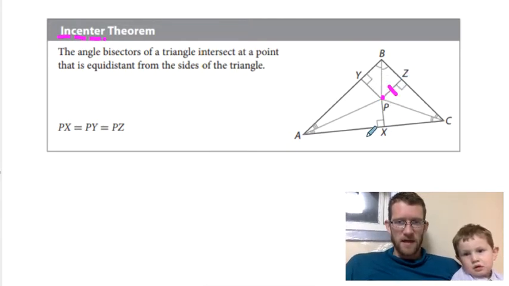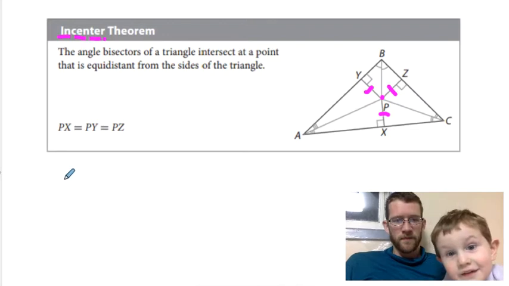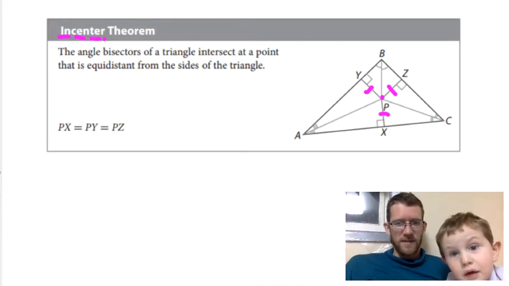So that means PZ is congruent to YP, which is congruent to PX. So these three segments are congruent. Similarly, if we know that P is the incenter, we could conclude that BP is an angle bisector. Okay, we'll do some examples.